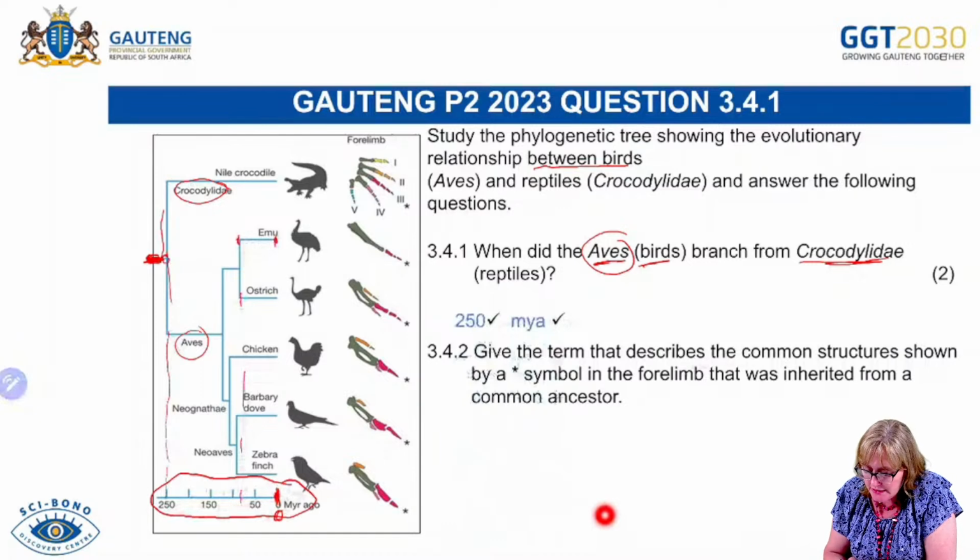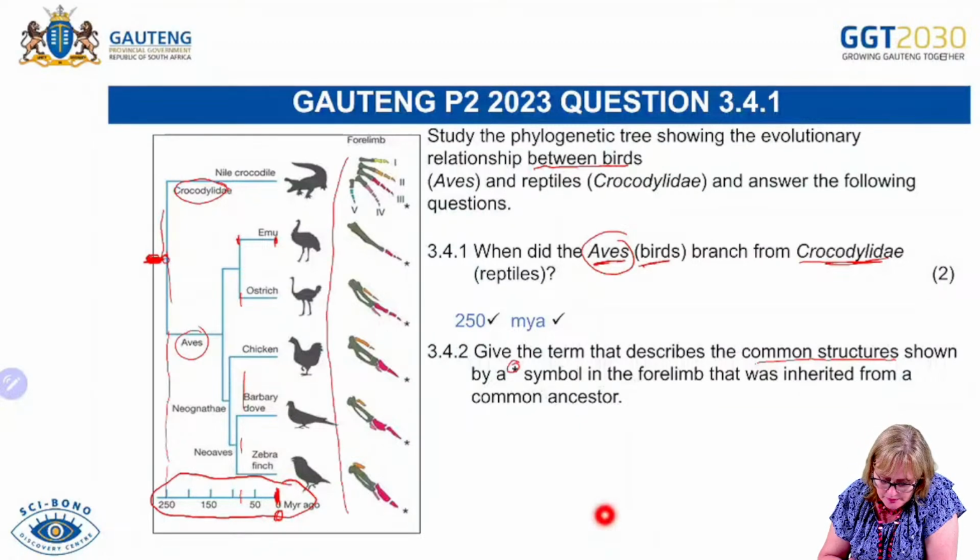Give a term that describes the common structures shown by an asterisk symbol in the forelimb that was inherited from the common ancestor. Look here. Here's the forelimb. And now they're talking about 5 types of bones there. And now you can see all the different colors there.